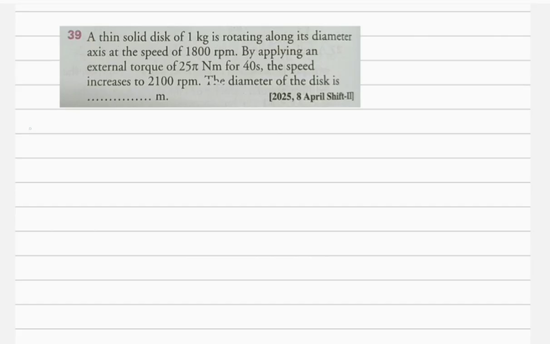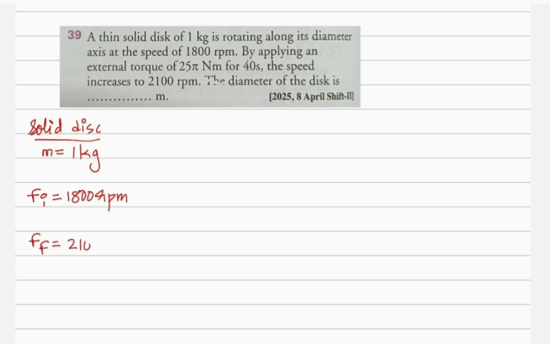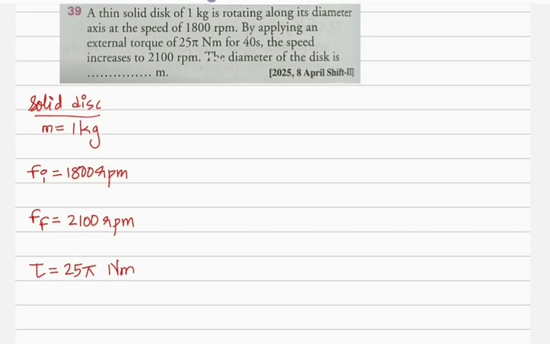Alright. So as per the data, students, it's a solid disc whose mass is 1 kilogram. Initial frequency, let me denote this by Fi, is 1800 rpm. Then final frequency, let me consider that as Ff, is 2100 rpm. Now the applied torque tau is 25 pi Newton meter. For how much time? That's 40 seconds. So small t time is 40 seconds, right students?